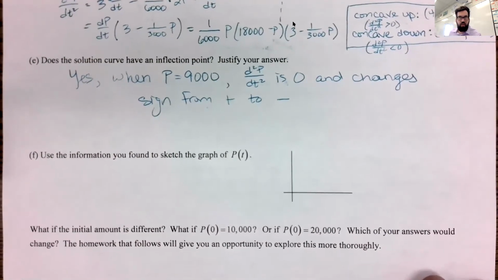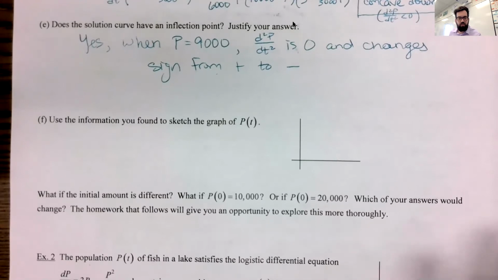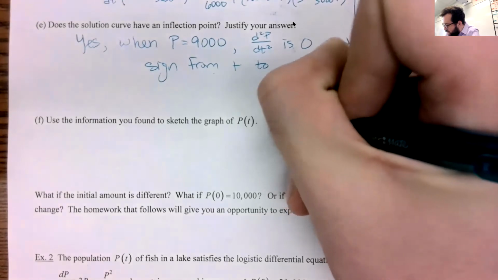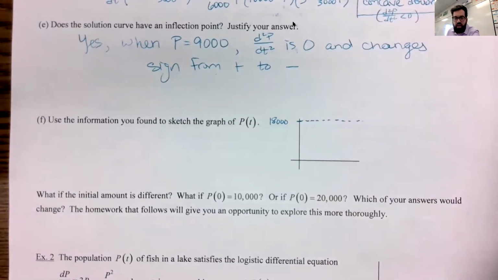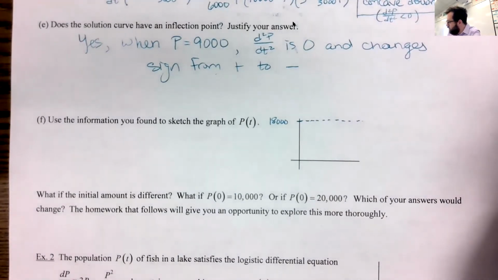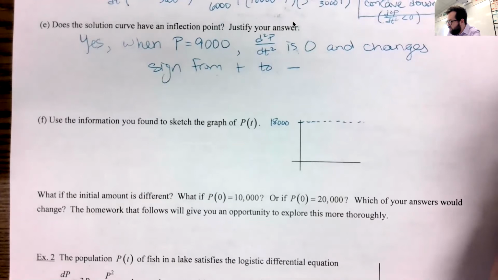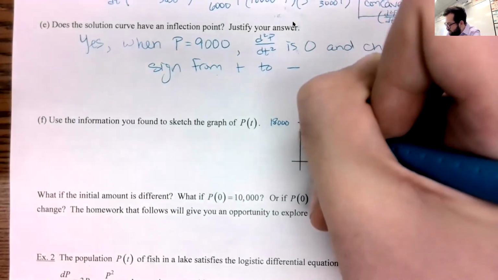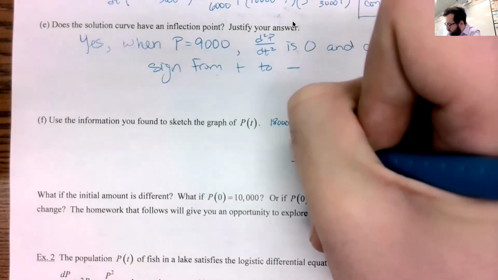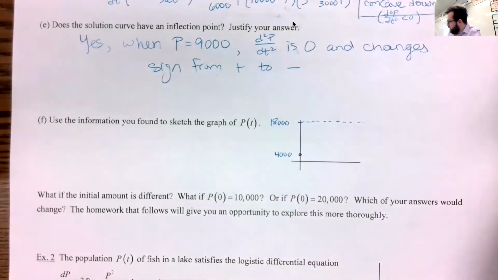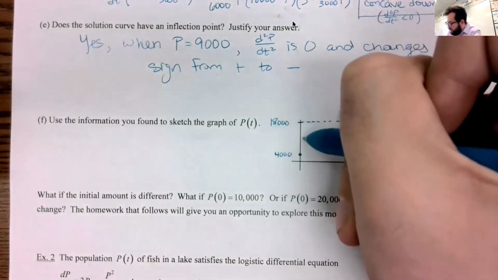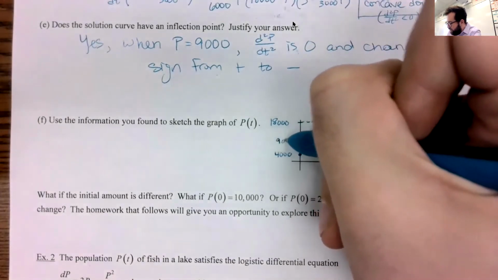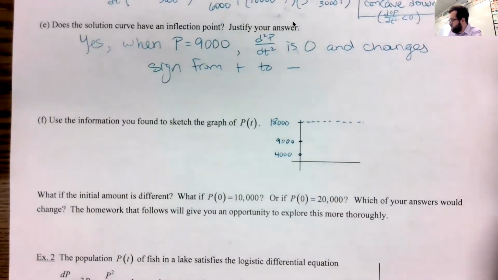Remember though, P is still y values. Kind of weird. Okay, use this information to sketch the graph of P of T. So we know we have a carrying capacity, or a cap, of 18,000. So here's our dotted line that represents the maximum. We know that our initial position is 4,000, so maybe 4,000 might be right around here. And we know halfway from 0 to 18,000 is going to be 9,000. And that number is important because that's our inflection point.